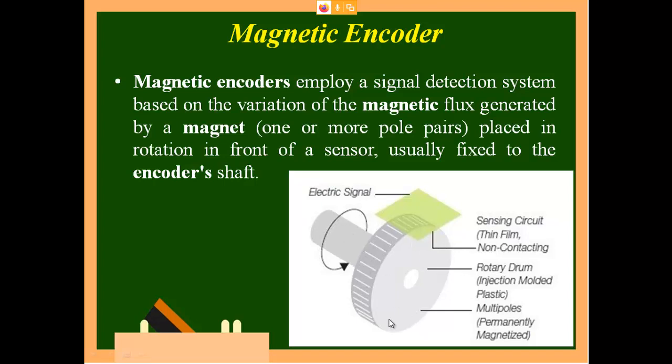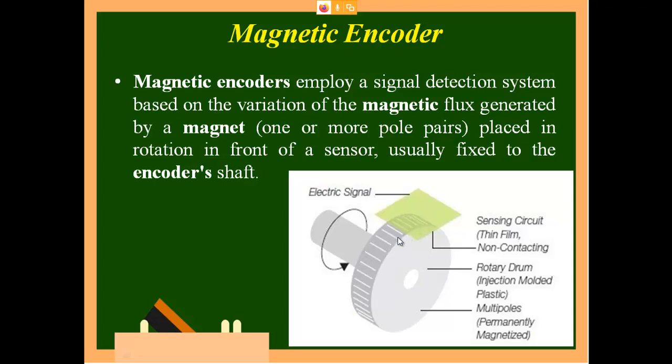Now you have a plastic drum-like structure. In this plastic drum-like structure, slots are cut, and in each slot we put a magnetic piece. Again, this is a non-contact type, so there is no contact between the rotating part and the sensing part; there will be a gap. Here in the slots you can see a white line. In these slots we are placing magnetic material. On the top I am placing a non-contact type thin film sensor.